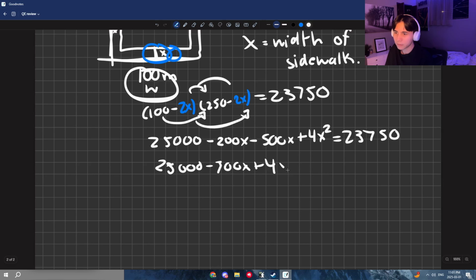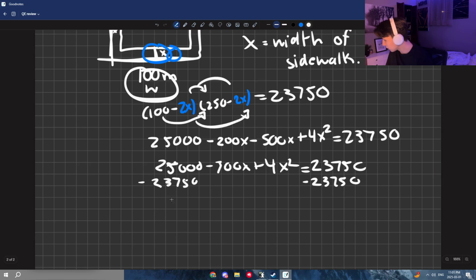And you're going to get this. So now we have this equation here. All we can do is make our left side, our right side equal to 0 by subtracting 23,750. And you should get 1250 minus 700x plus 4x squared is equal to 0.